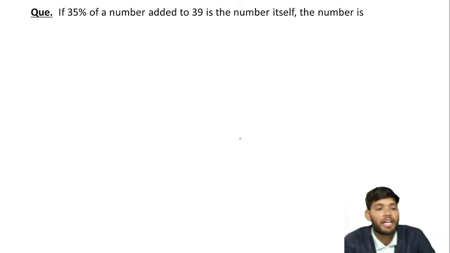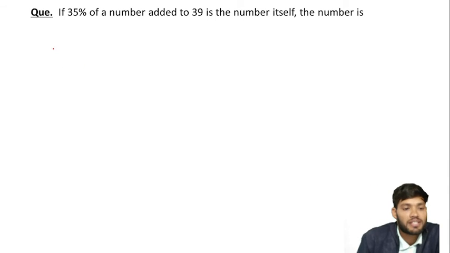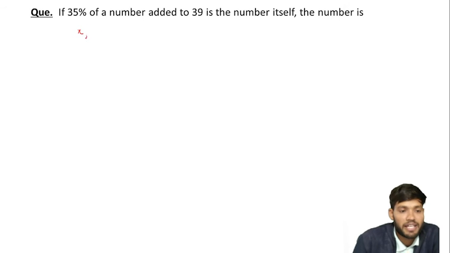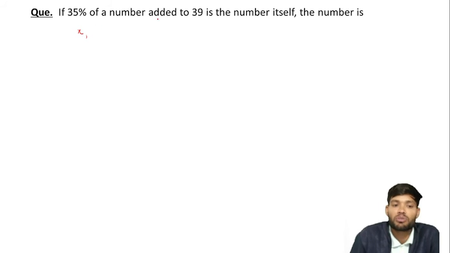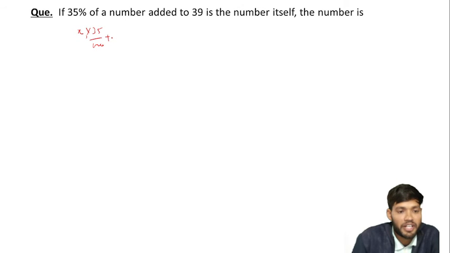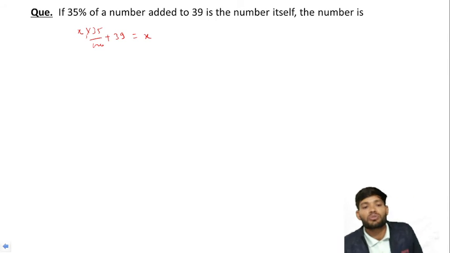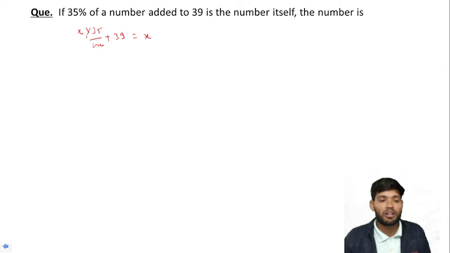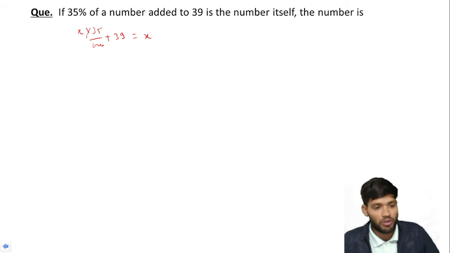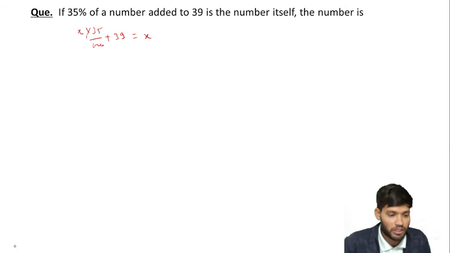Now the next question: if 35% of a number added to 39 is the number itself, the number is? The question says that for any number, let the number be x, when we add 35% of that number, that means 35% of x, to 39, it gives the number itself, that means x. So we can calculate x and our answer will be here. So now we will start to calculate.